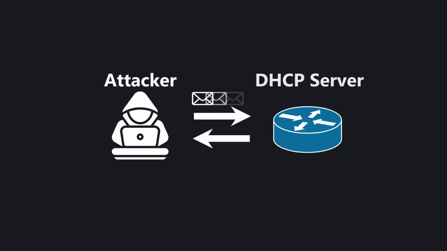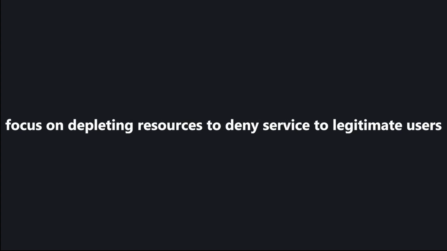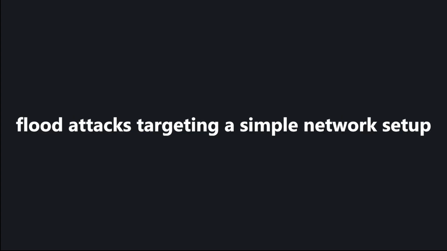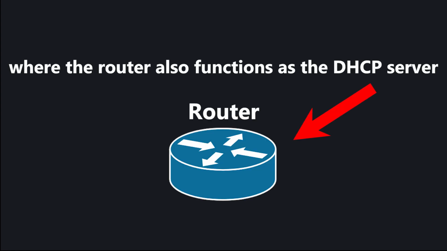DHCP flood attack. In a DHCP flood attack, an attacker floods the DHCP server with numerous DHCP discover requests using spoofed MAC addresses. The main goal is to blow up the DHCP server, consuming a large amount of its resources to lead to server crashes. Unlike the previous attack, flood attacks aim at crashing or slowing down the server, while starvation attacks focus on depleting resources to deny service to legitimate users. For the purpose of demonstrating an attack, I will implement various methods of flood attacks targeting a simple network setup, where the router also functions as the DHCP server.